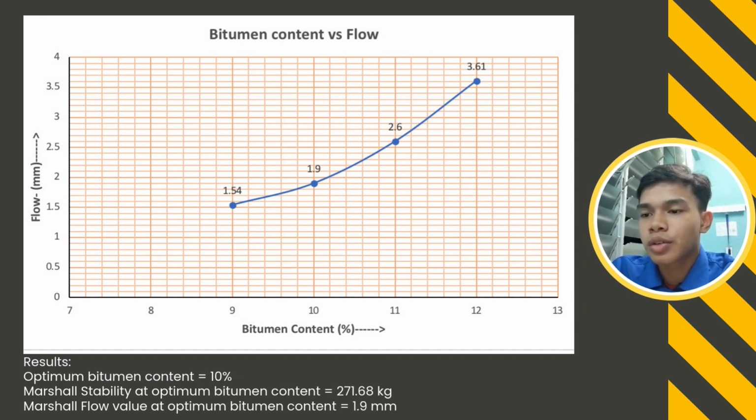Result is optimum bitumen content equals 10%. Marshall stability at optimum bitumen content is 271.68 kg. Marshall flow value at optimum bitumen content equals 1.9 mm.